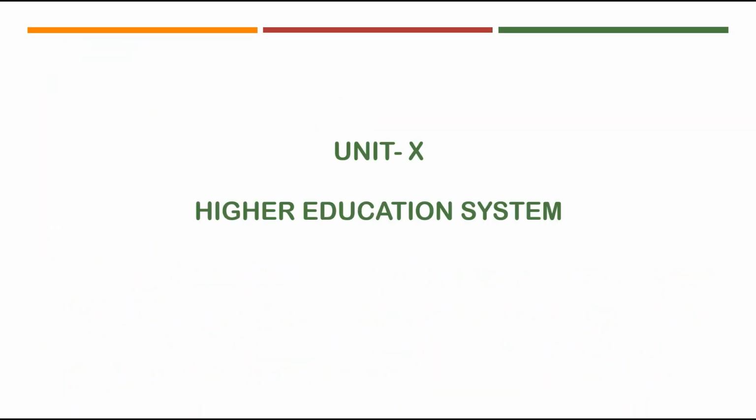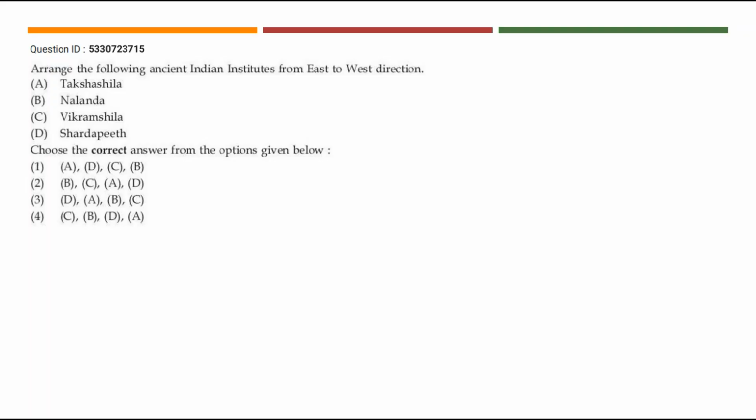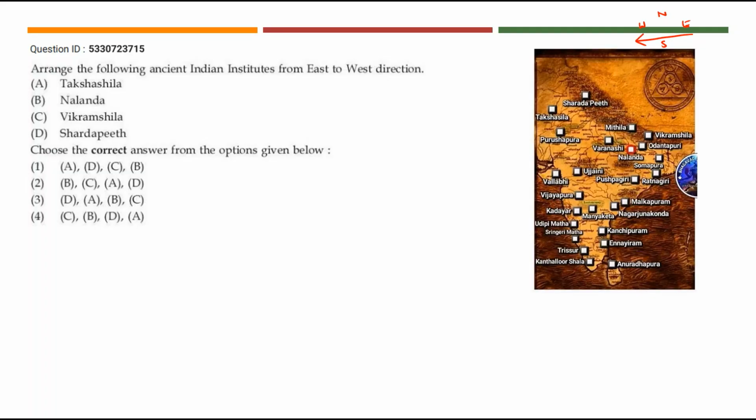We will move on to Unit 10, Higher Education System. Arrange the following ancient Indian institutes from east to west direction. So this is north, this is south, this is east and this is west. So you have to move in this direction. Now let's see a map that I have got from the web.